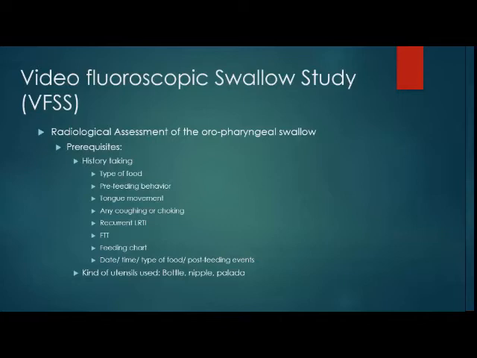Failure to thrive is an important part of history taking. Recurrent hospital admissions or poor weight gain can indicate that you might not be able to do a good video fluoroscopic swallow study, and ultimately you might have to offer a gastrostomy and fundoplication to the child.